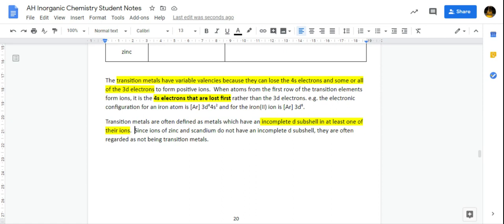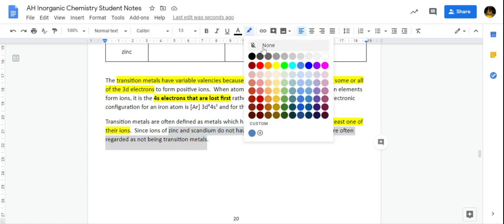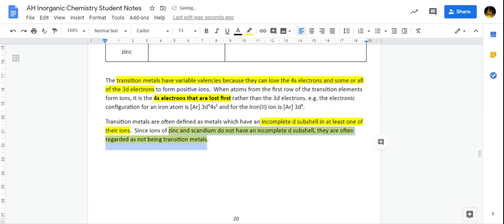The same with scandium. If you look at that, scandium forms a 3+ ion, and it has an electron arrangement of 1s2, 2s2, 2p6, 3s2, 3p6, and it has no 3d electrons and no 4s electrons. Okay, so actually, in fact, zinc and scandium are not considered transition metals, and they don't always behave in the same way as transition metals, as we will see later on.